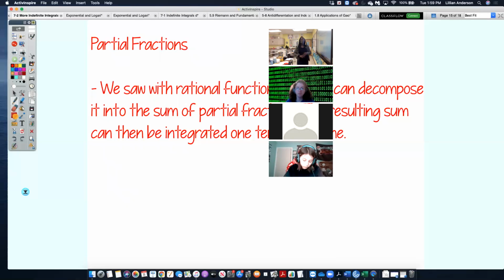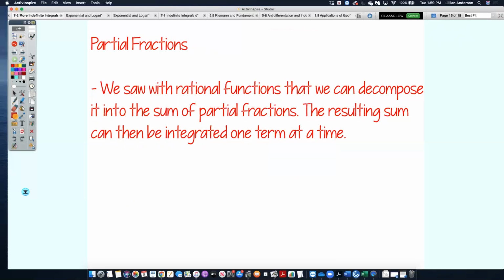Let's talk about partial fractions. We talked about this a little bit when we were dealing with rational functions. When we were talking about rational functions, we were able to decompose, or break down, a rational function as the sum of partial fractions. We want that same skill to integrate these types of functions. So these are called partial fractions.